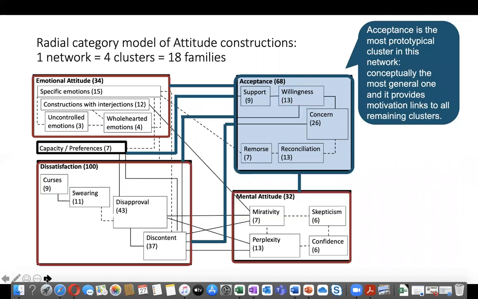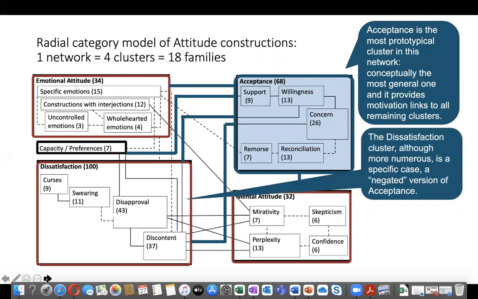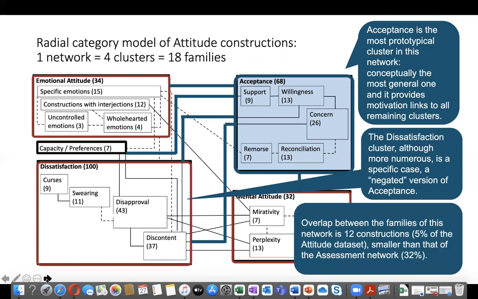The dissatisfaction cluster is the most numerous, but it's kind of a negated version of acceptance. Only 12 constructions, 5% of this data set, belong to more than one unit in this network, showing that the amount of overlap between the families is much smaller here than in the assessment network.